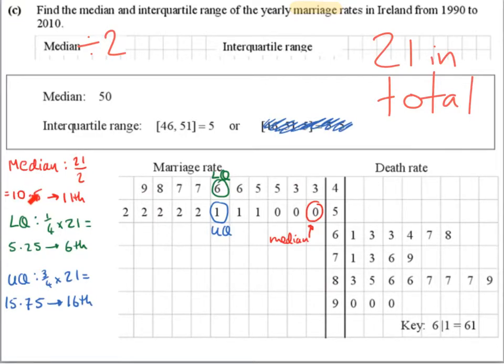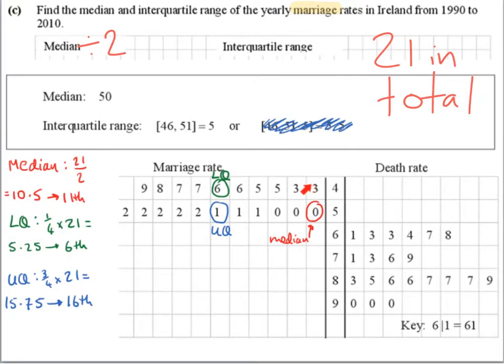Now, if you get a decimal, you round up, so the next value after 10.5 is 11, and the 11th value is going to be the median. The 11th value. It does not mean 11 is the median, it means the 11th value. So we start at the lowest value, which is 43. So this 3 here is the lowest value.